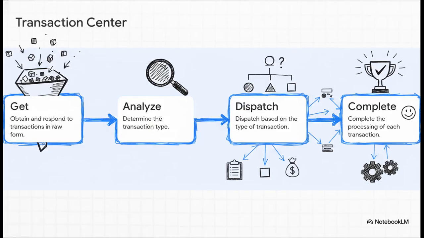To make sense of that dense 1975 logic, we can break down the job of that transaction center into 4 really digestible steps. First, it has to get the transaction, or the event, in its raw form. Second, it has to analyze that transaction to figure out exactly what type it is. Third, it dispatches it based on that specific type. And fourth, it relies on another part of the system to actually complete the processing.